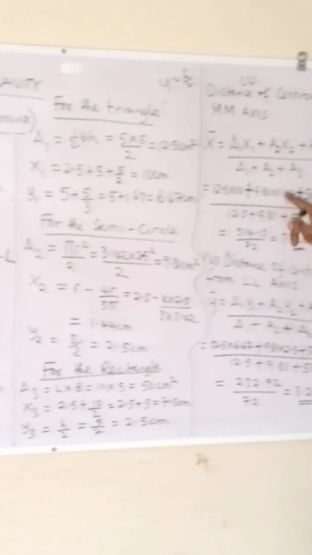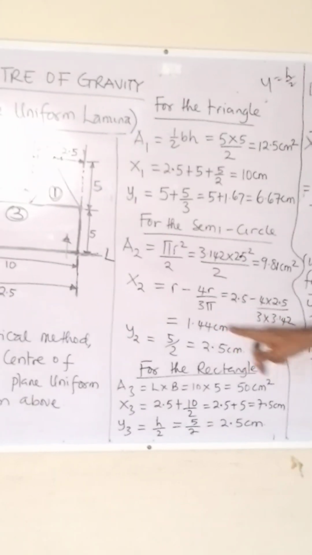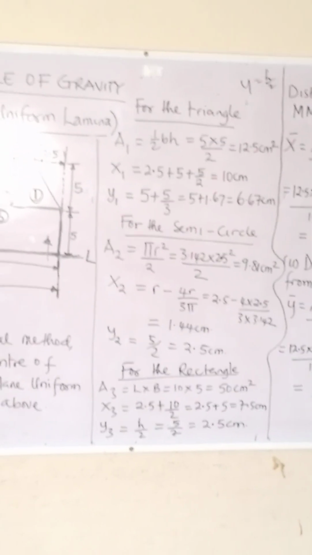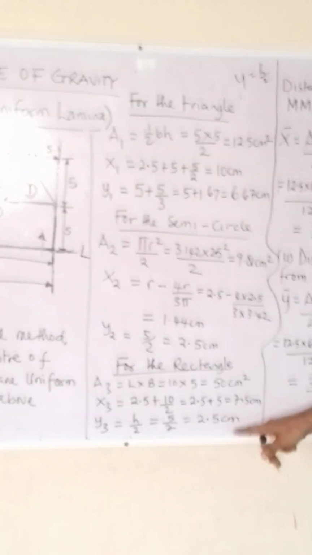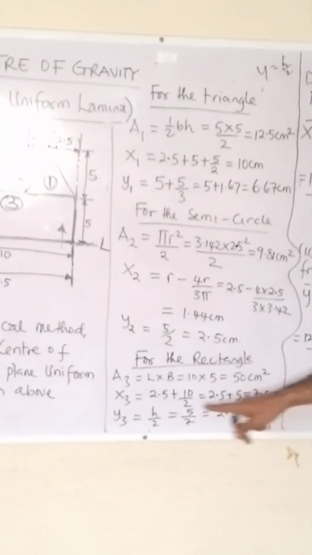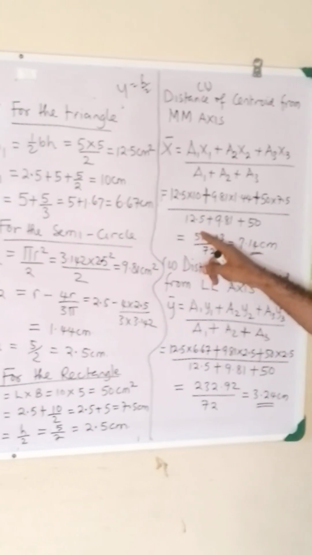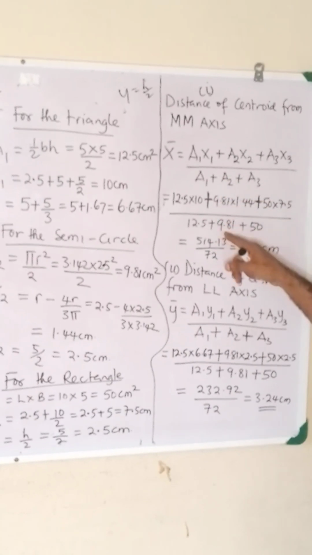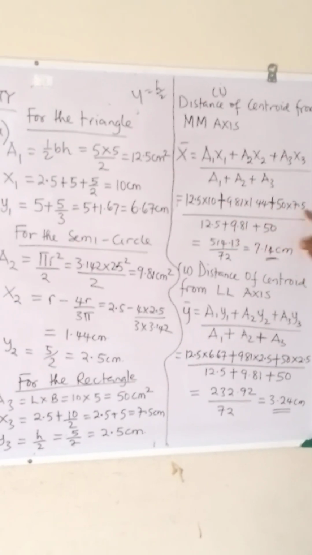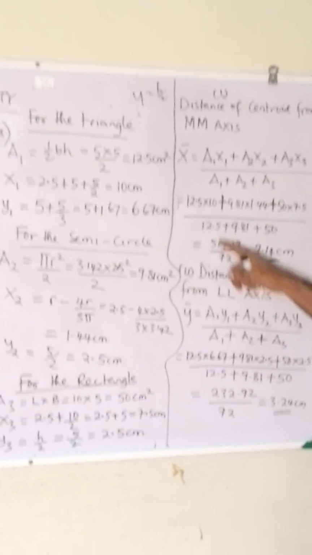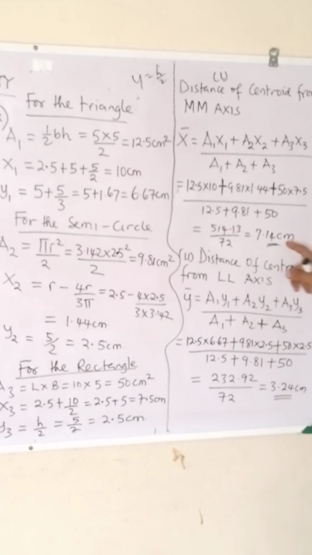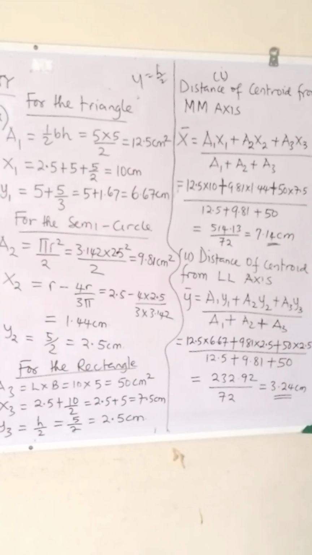We have our A2, 9.81 times our X2, 1.44. And then A3 is 50 times our X3, 7.5, divided by our A1, 12.5, plus A2, 9.81, plus A3. And so when we do this mathematics and sum this, we are going to have 7.14 cm.